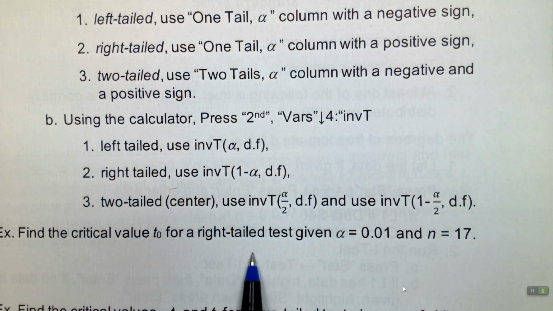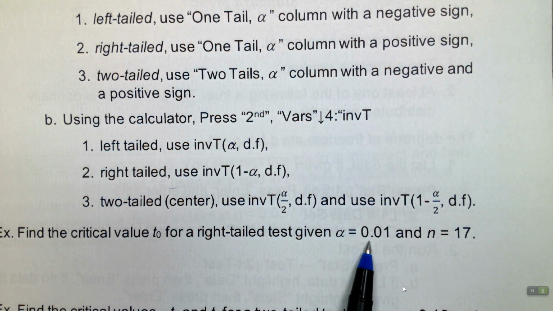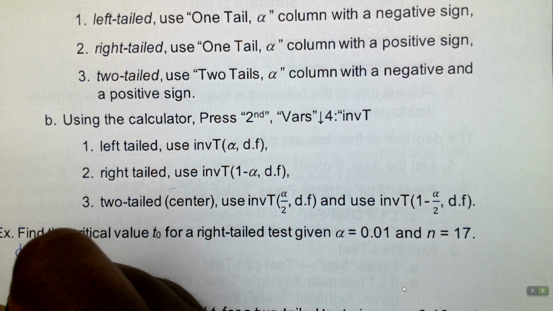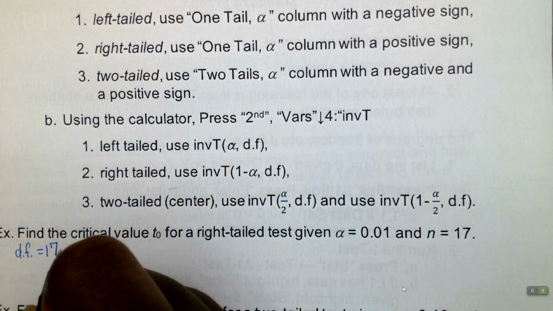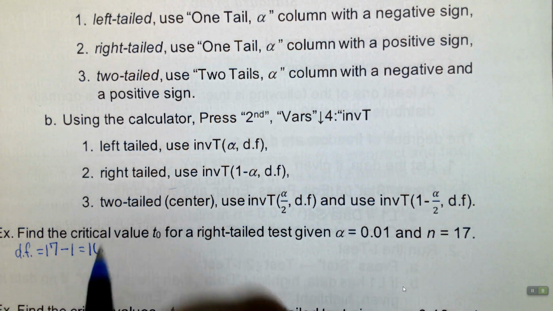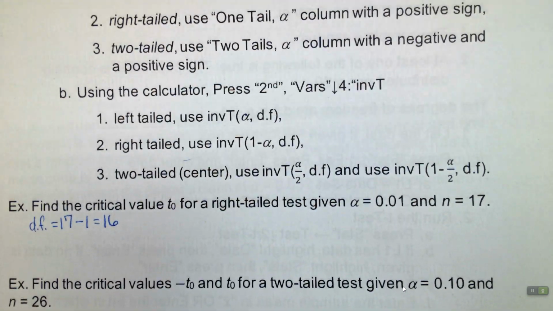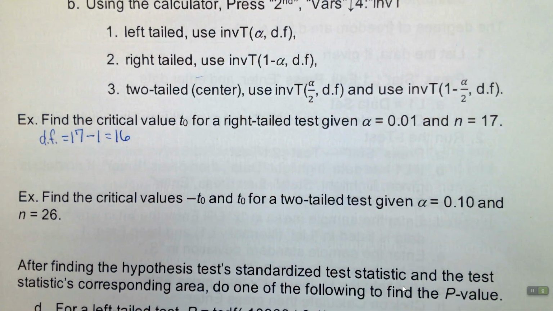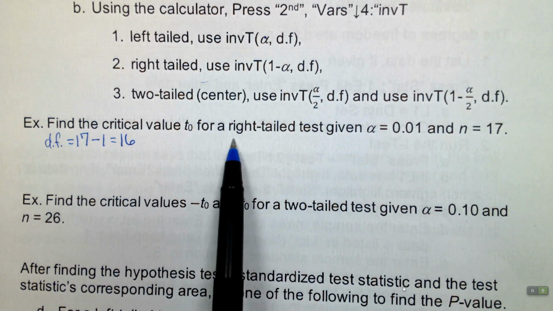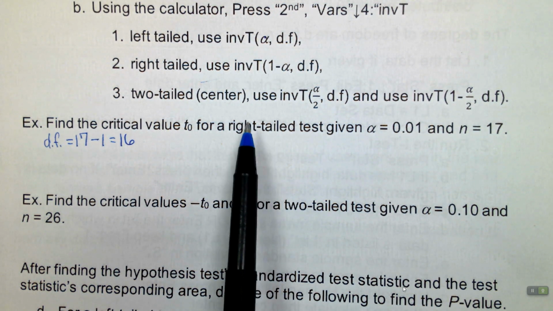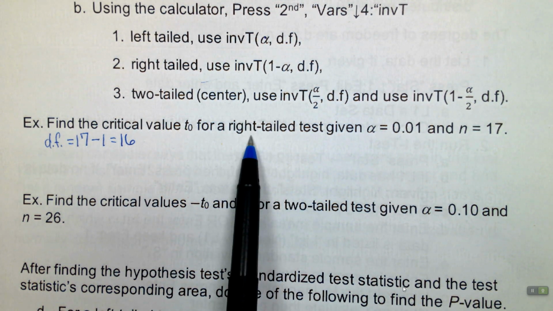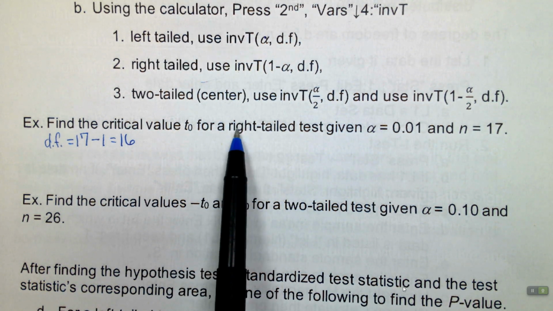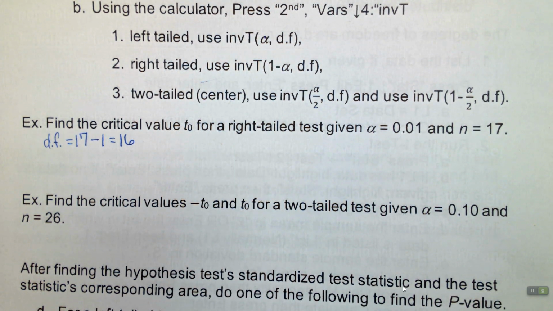Find the critical value t naught for a right tail test given level of significance 0.01 and n equals 17. So I know I have to find DF. So that's n minus 1, which is going to be 16. It's telling me it's a right tail test. So right tail means I'm going to have to do 1 minus in the calculator, or just do the sign that we have on the table. Alright, so let's look at both of those.